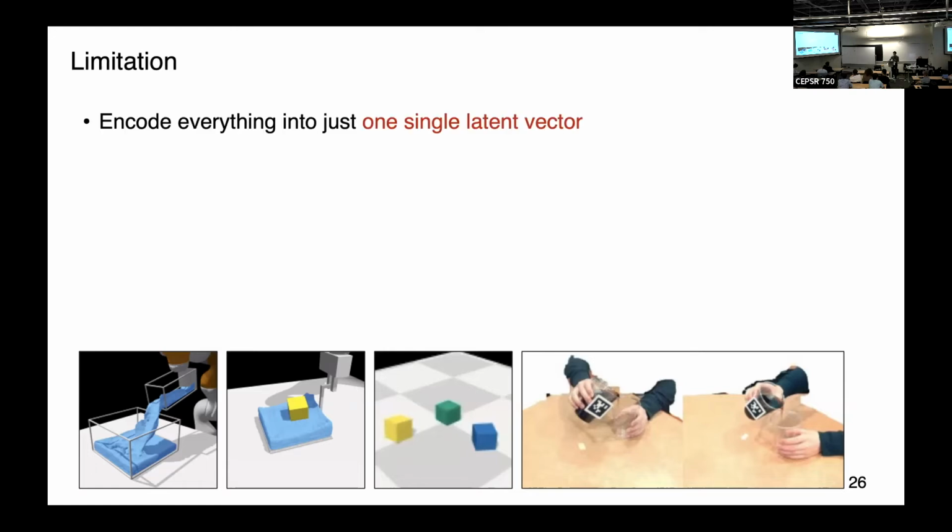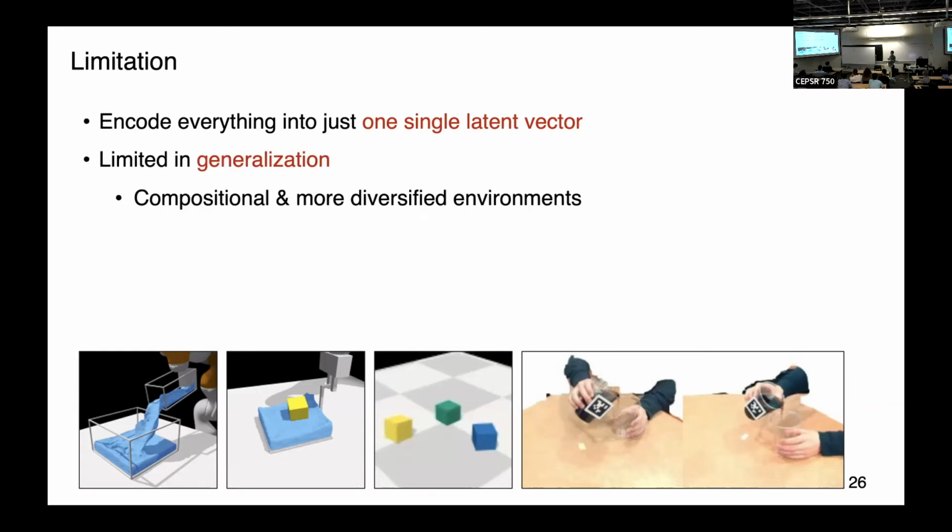But there are limitations, because for this work, we are encoding everything into just one single latent vector, which is not able to handle systems that are compositional or more diversified, especially when we have, for example, more containers, more cubes, more fluids. This single latent vector model just won't be able to handle that. So Danny will talk about how we may extend this framework and add more advances on top of it, to show how more structure in the system can allow it to handle environments of more complexity.